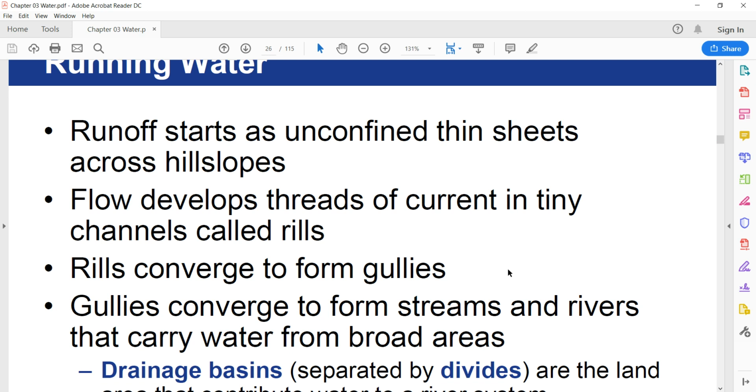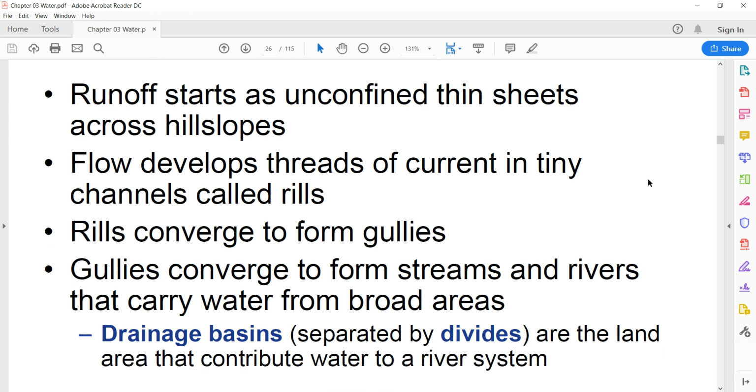And there are different terms here related to the early and later stages of rainfall. In the early stages, when the rainfall has started, it begins as unconfined thin sheets across hill slopes. So it is unconfined. It is not confined into a channel. That is the idea. It just flows arbitrarily on the ground, and the very first threads of current in tiny channels are called rills. Rills will converge into gullies, and gullies will converge into streams and rivers that carry water from broad areas.